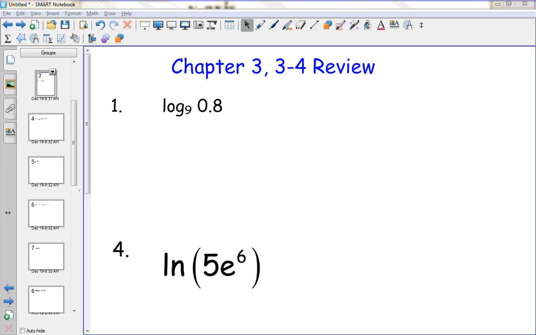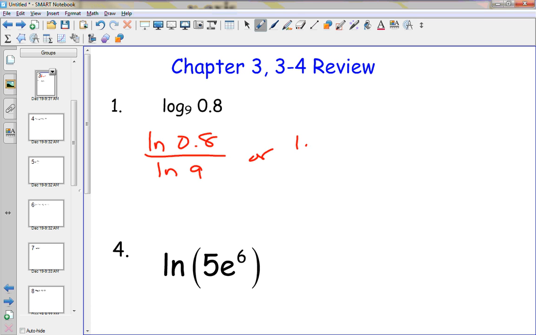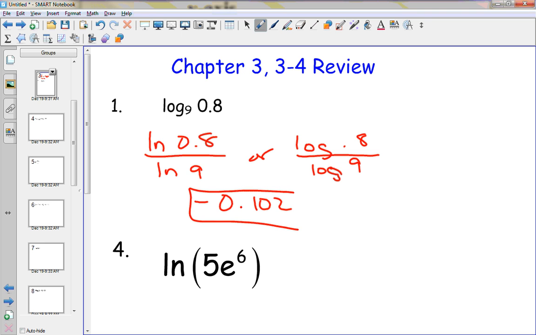Chapter 3, 3-4 review. First thing we need to do is directions say use the change of base formula to evaluate. So how do I do this? How do we calculate? ln of 0.8 divided by the natural log of 9, or log of 0.8 divided by the log of 9. Yes? Now, type that in your calculator. What do you have? Negative 0. Thank you.